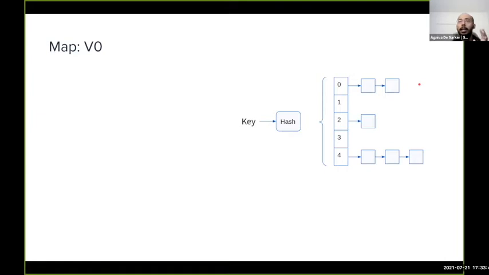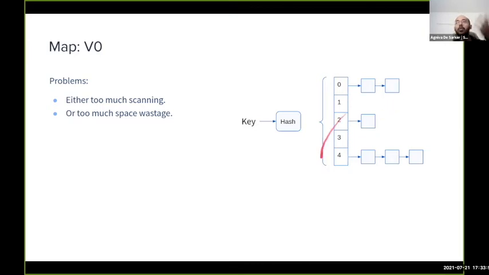Okay, but we immediately start to see some problems with this design. The main issue is that the size of the array is static, right? So it becomes too small or it becomes too large. If it's too small, let's say that we have an array of size 5 and we try to insert 100 elements, that means there's going to be a lot of collisions. Let's say there are like 50 elements mapped to index 2.